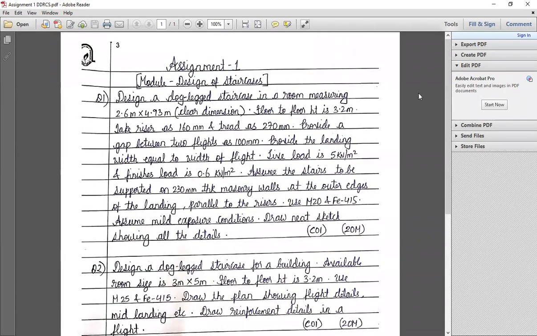So here in the first question, the clear dimensions are given. Floor to floor height is given. The dimensions of the riser and tread are also given to you. And the landing width is equal to the width of the flight. Live load, finishes, and the wall thickness are given to you. Then you have to design the staircase. So the geometry of the staircase is already given to you in this case.